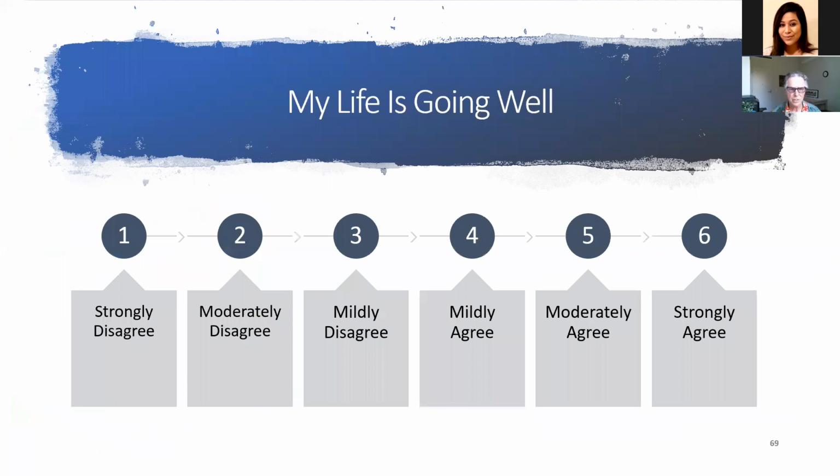So just to start off, if you take a look at this slide, you'll see there's an item up there. This is an item from Scott Huebner's life satisfaction scale. The statement is, my life is going well, and the students are asked to respond to this item on a 6-point Likert scale.